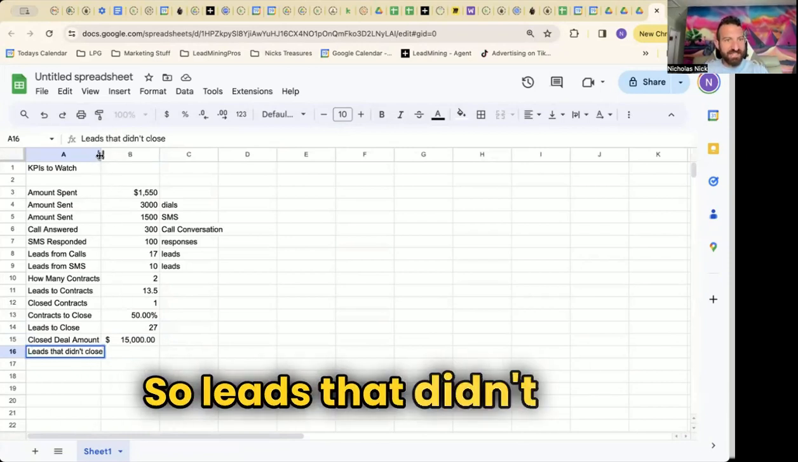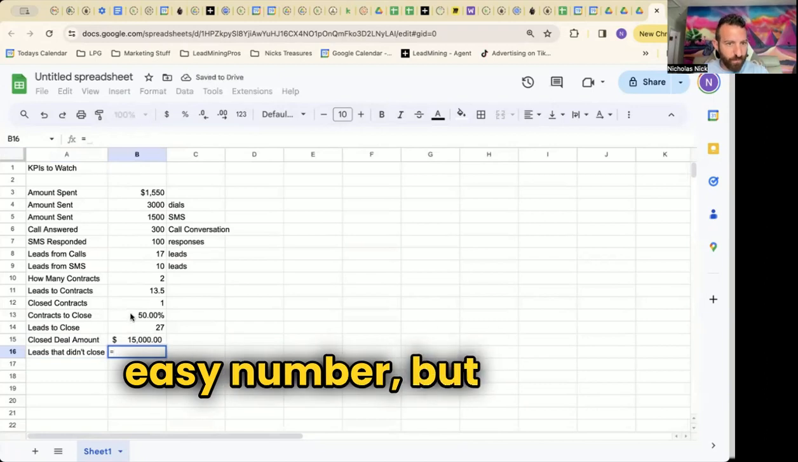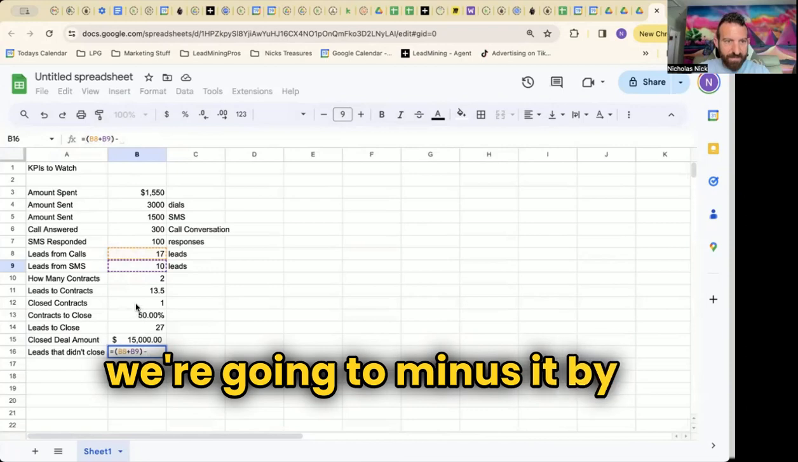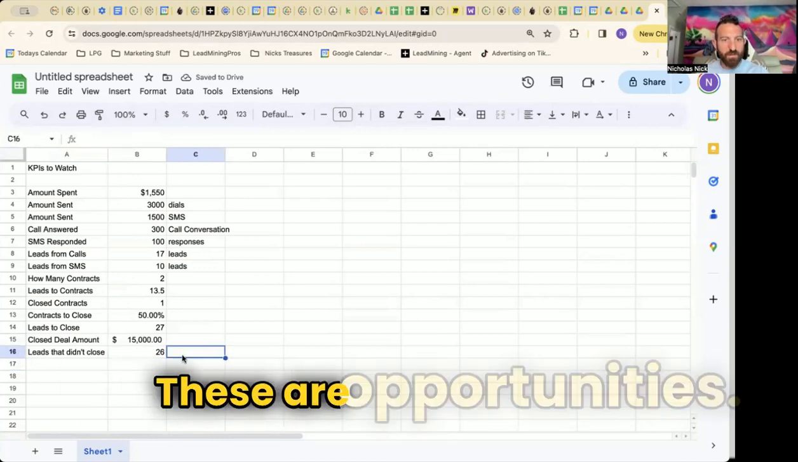So, leads that didn't close. Now this is actually a pretty easy number, but we'll do it again. We're going to add up all the leads we got, and then subtract the amount of closed contracts. So 26 leads didn't close. These are opportunities.